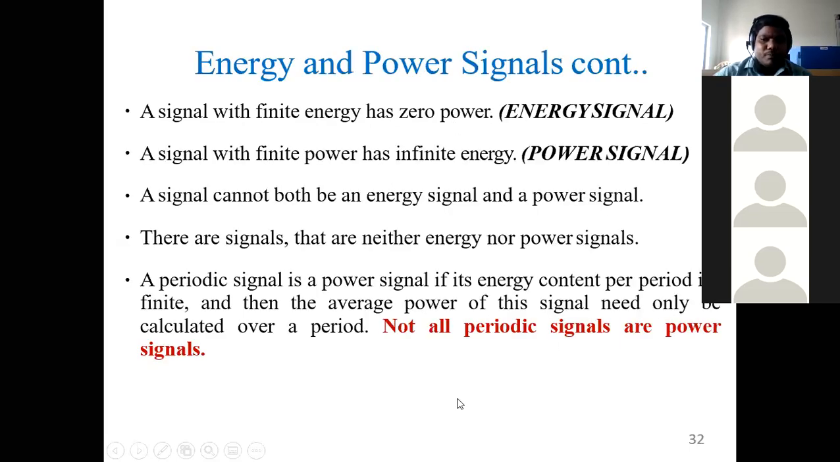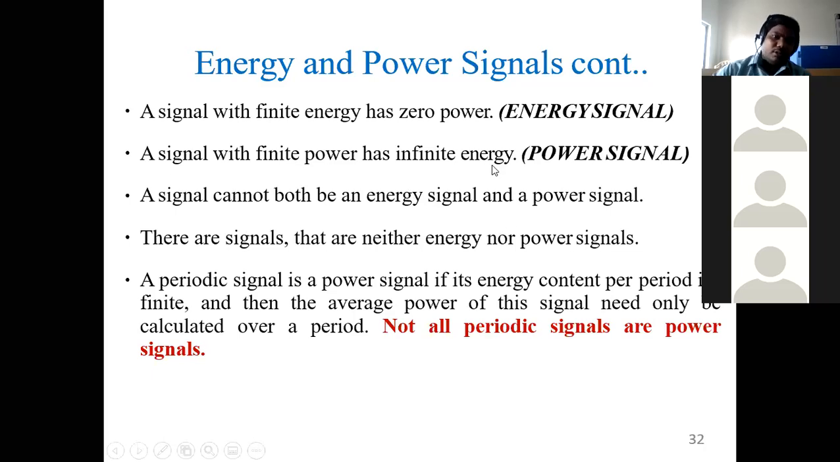Now some important points for energy and power signals. A signal with finite energy has zero power, so it is an energy signal. An energy signal mainly contains finite energy and zero power, whereas a power signal is a signal with finite power and infinite energy. So if a signal is a power signal, its power is finite as well as its energy is infinite, and such a signal is called a power signal. And a signal cannot be both an energy signal and a power signal.